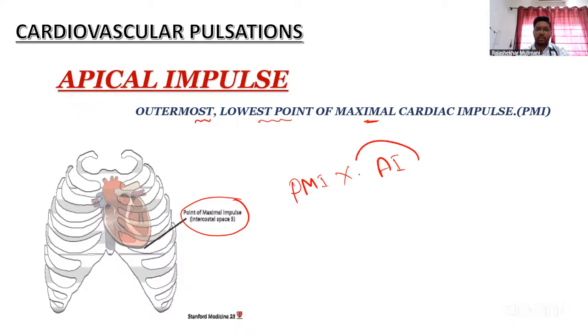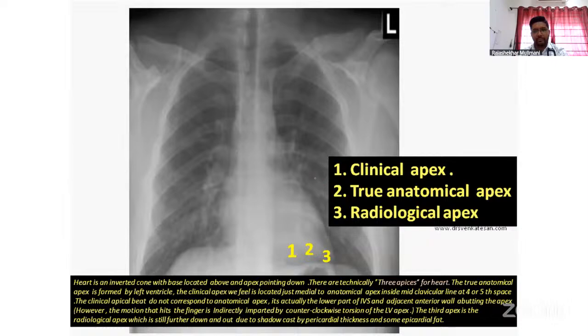The better terminology is the apical impulse, because the point of maximum impulse can be anywhere. For example, if a patient has a descending aortic aneurysm, he can have a right parasternal maximum impulse, but that's not due to apical pathology. So the apical impulse is the right terminology to use while describing it.